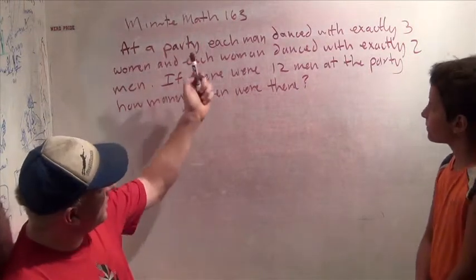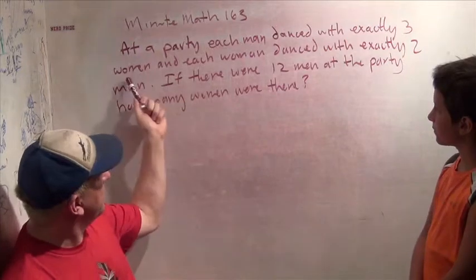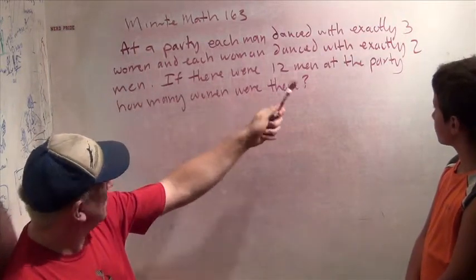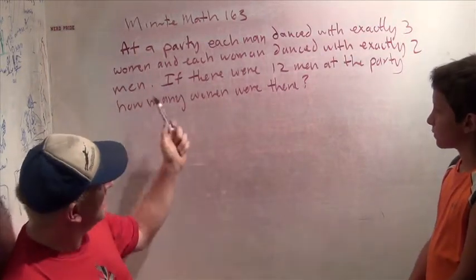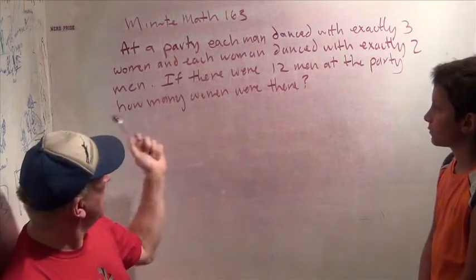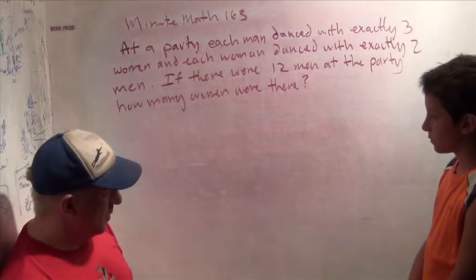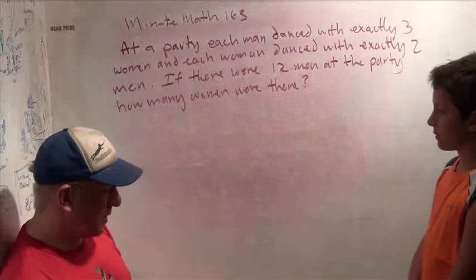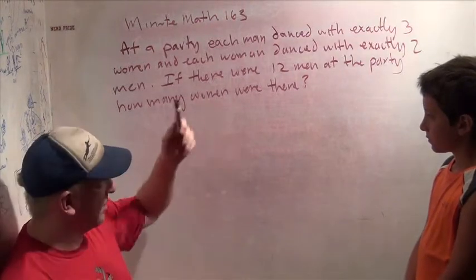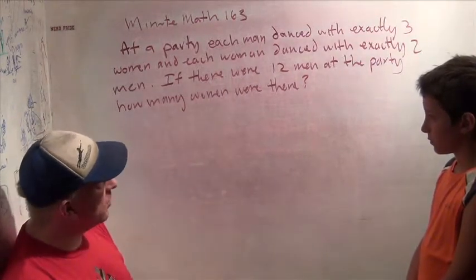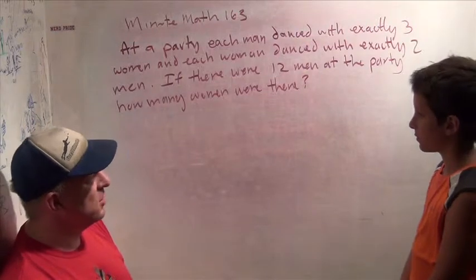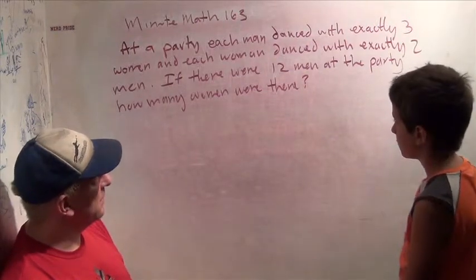At a party, each man danced with exactly 3 women, and each woman danced with exactly 2 men. If there were 12 men at the party, how many women were there? Do you understand the problem? Yes. Okay, let me ask you something real quick before we dive into it. Do you think there were more women than men or fewer women than men?